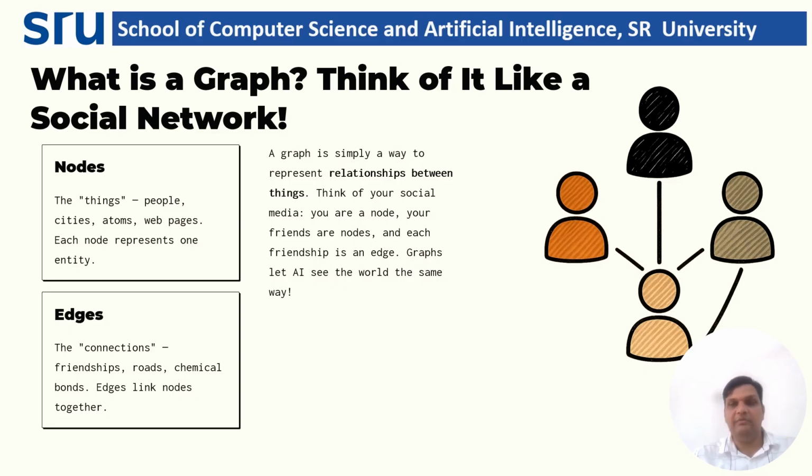In other words, we can say that a graph is just a way of representing relationships. Think of a social network. You are a node, your friends are nodes, and your friendships are edges. This structure allows AI to model connections, not just isolated data points.